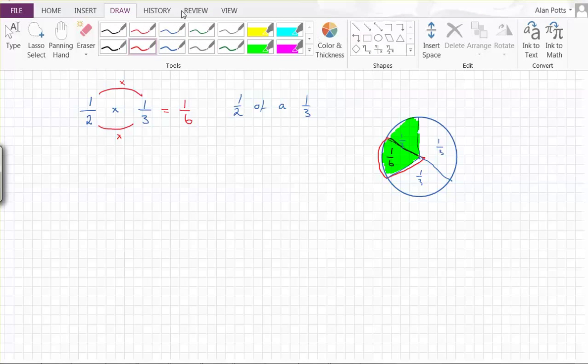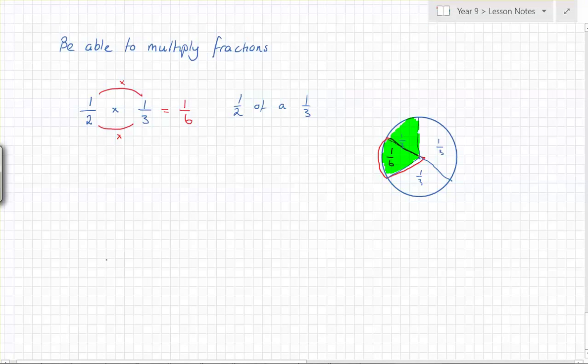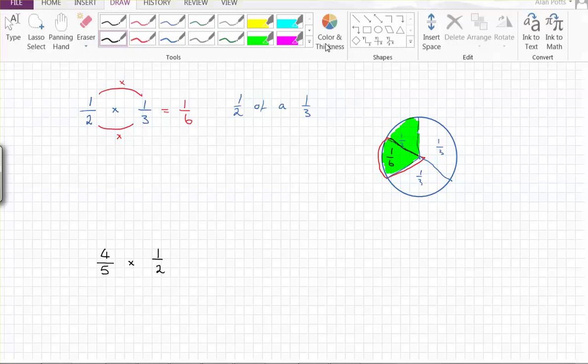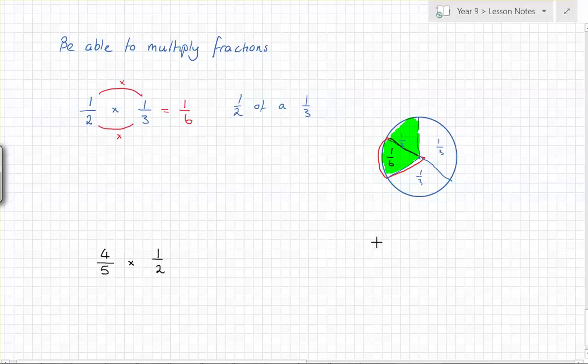Okay, just to check, let's do another question. Let's have a look at 4/5 times 1/2. So I'm going to draw another cake and roughly visualize it. This is saying 4/5 of 1/2, so I'm actually going to do it the other way around. I'm going to start by splitting my cake into halves, just to check it works both ways.